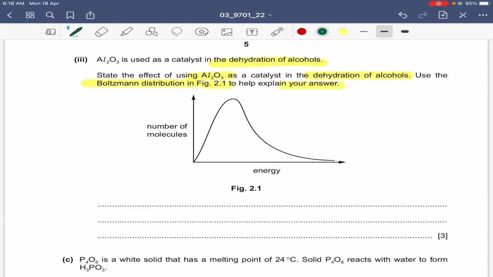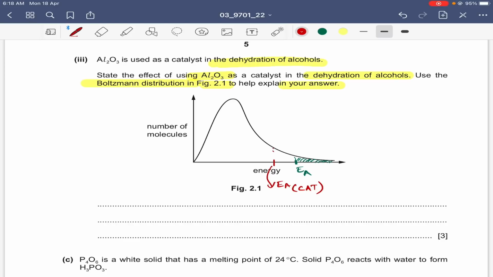So we know this thing, that a catalyst increases the rate of reaction by lowering the activation energy. So on the graph, we would just simply show that, let's suppose this is the activation energy for the uncatalyzed reaction. So before we were using Al2O3, only these particles were involved in the reaction. But in the presence of the catalyst, what happens is the activation energy gets lowered. The energy barrier gets lowered. So let's suppose this is the activation energy for the catalyzed reaction.